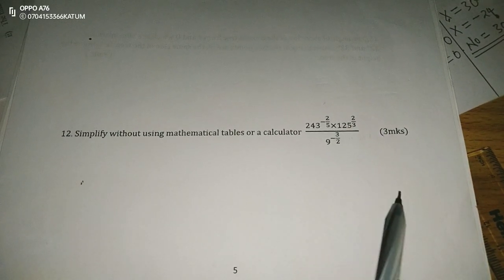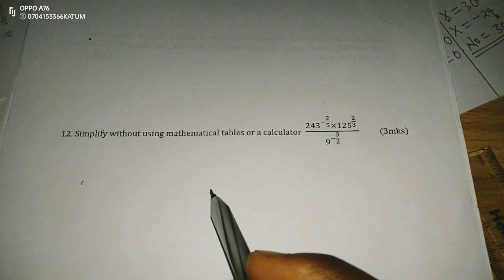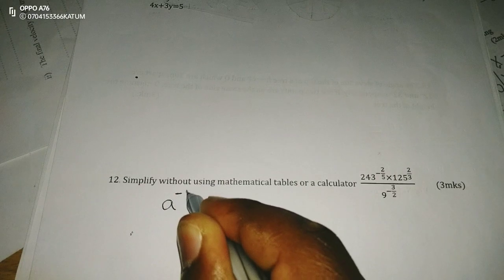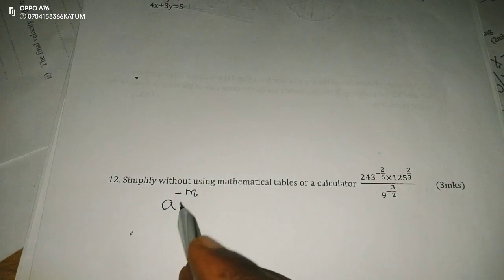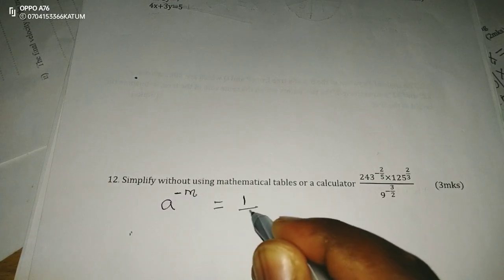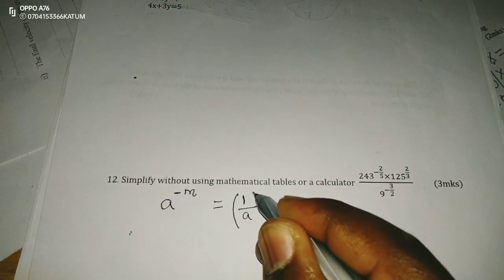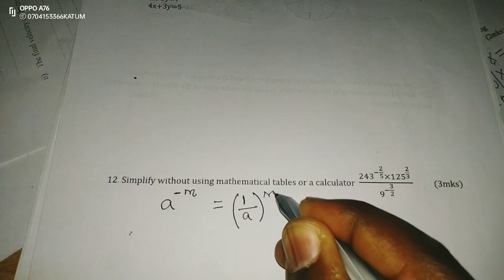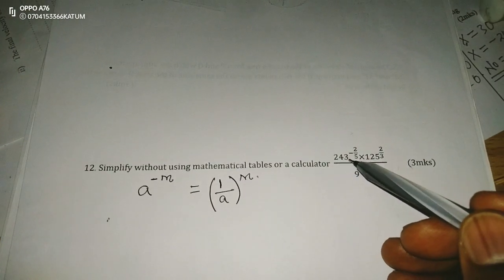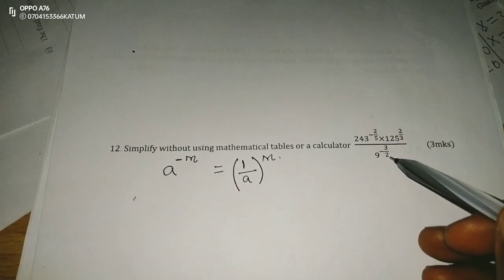We're going to apply the laws of indices, and the first law I'm going to apply is the negative law of indices, which says that if a certain number has been raised to a negative index, let's say a is raised to negative m, we solve this by taking the reciprocal of the number. Then now the index becomes positive. So I will apply that one to 243 and also to 9.